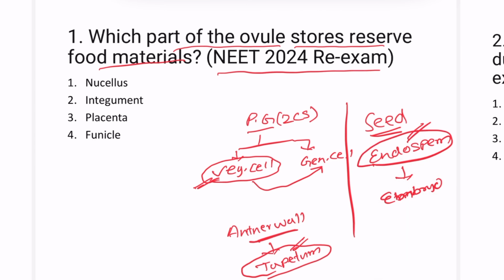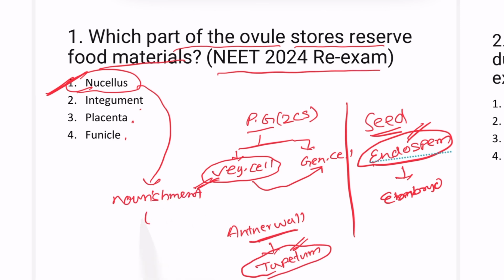So here they are asking about the part of the ovule which stores the reserve food material. So among nucellus, integument, placenta and funicle, nucellus is the right answer because nucellus is going to provide nourishment to the embryo sac. Nucellus provides nourishment to the embryo sac. Because of this, the nucellus will be the right answer.